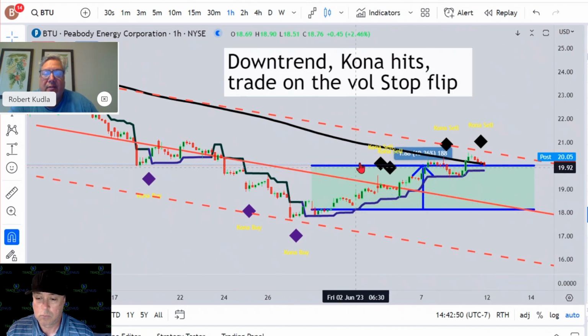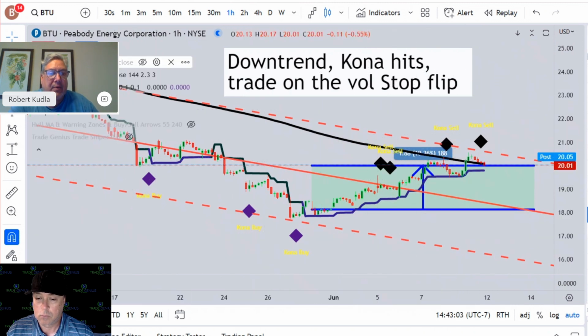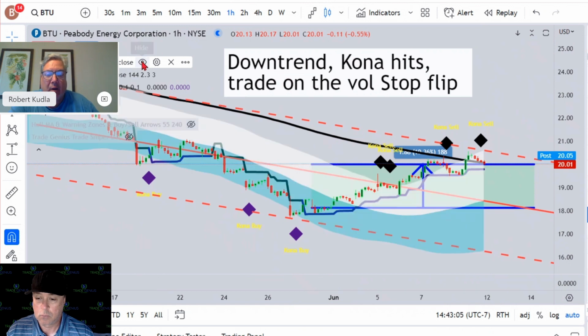So now you're starting to see some Kona sells come in here. All the Kona sells are informing me is that it traveled from the bottom of the channel to the top of the channel. And you say, hey, Bob, I see these red lines. It's not showing it. Well, what I did here was I just simply quieted it down for color purposes.